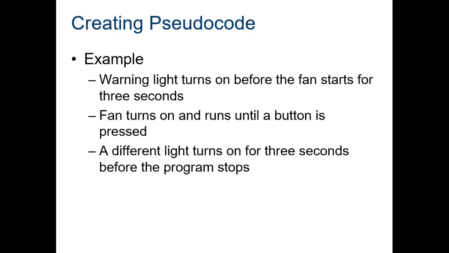Okay, so for more examples of pseudocode, it might look like this. Warning light turns on before the fan starts for 3 seconds. I would suggest that you break that up into multiple statements: turn it on, and then start fan, and wait for 3 seconds. So that's more like what we'll see in here.